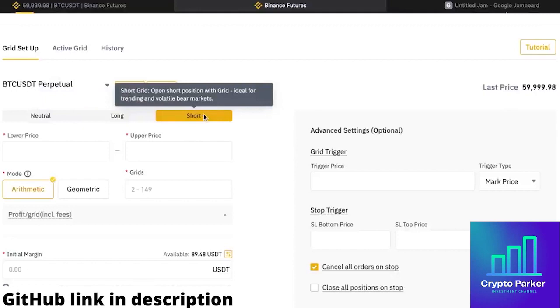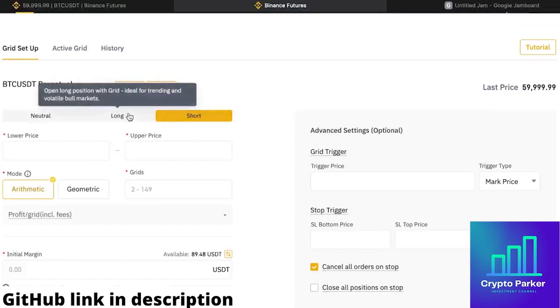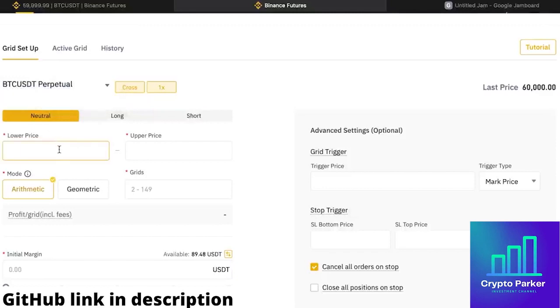Now short, this is when you think prices are going to fall and the trading system is going to be biased towards actually shorting the market and making more money with falling prices. So you can choose any one of these. I'm just going to go neutral because it's pretty easy to do.